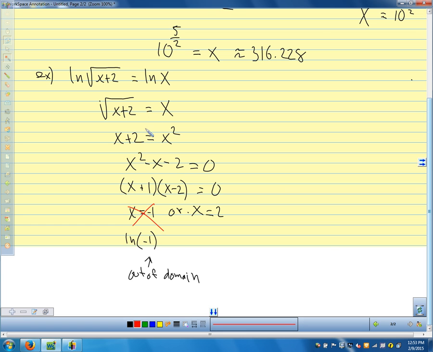We can't take the natural log. If I plug it back in here, I can't take the natural log of negative 1. Remember, our graph looks like this. We never plug in negative numbers into our logarithmic function. So this one is out of domain, so our answer would be x equals 2. And we already checked that that works out okay.